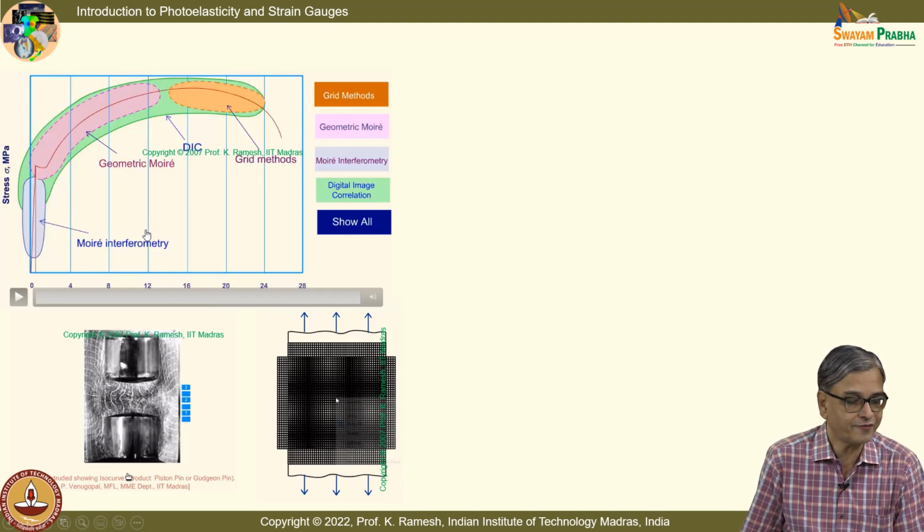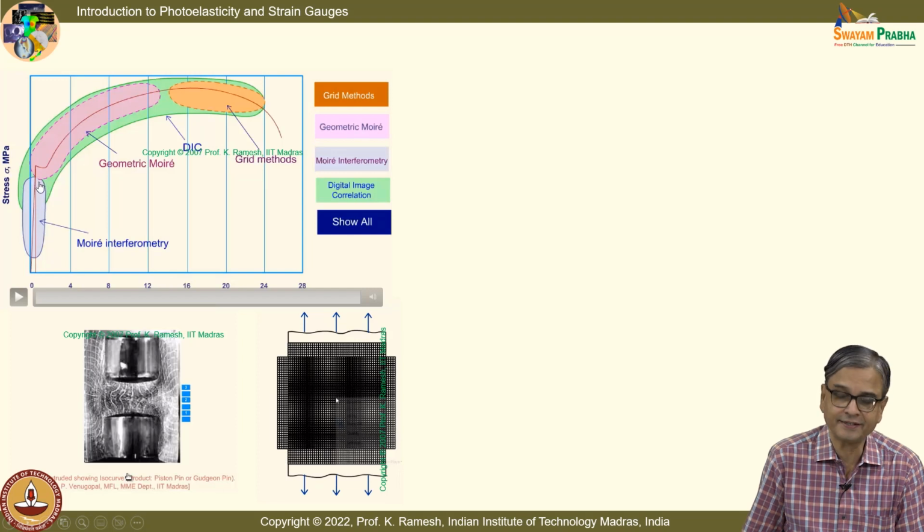And this Moire interferometry can start from something like 0.05% strain, and then it can go up to just before yielding. And you have a very new technique which is called digital image correlation, which works from near yielding to near breakage of the specimen for a very large range.